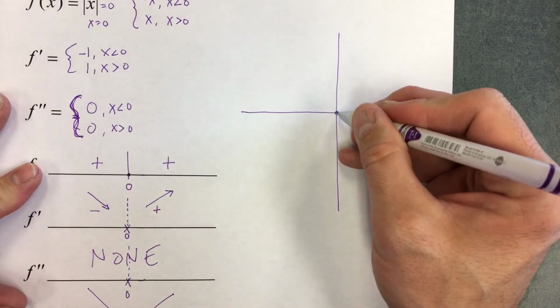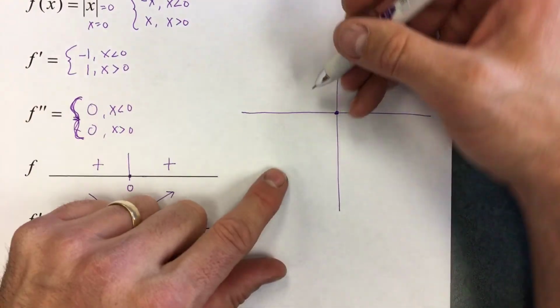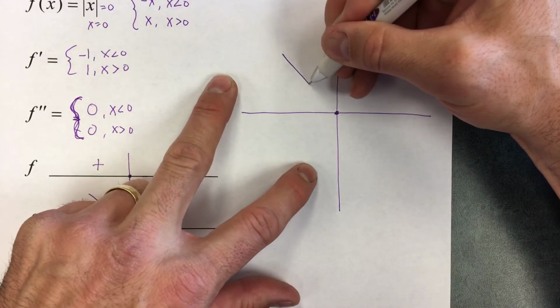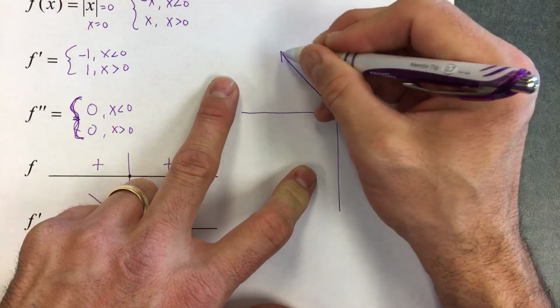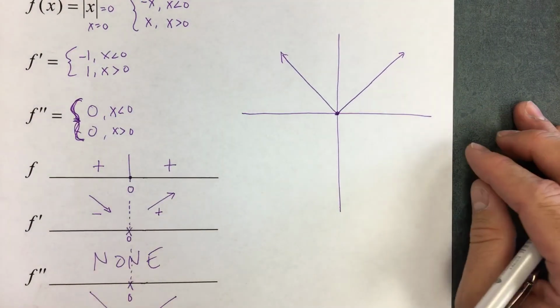And because I know that this is linear with the slope of negative 1, I can give it some nice shape, going down the slope of negative 1 to 0, going up with slope of 1 from 0, and there is why absolute value of x looks like it does.